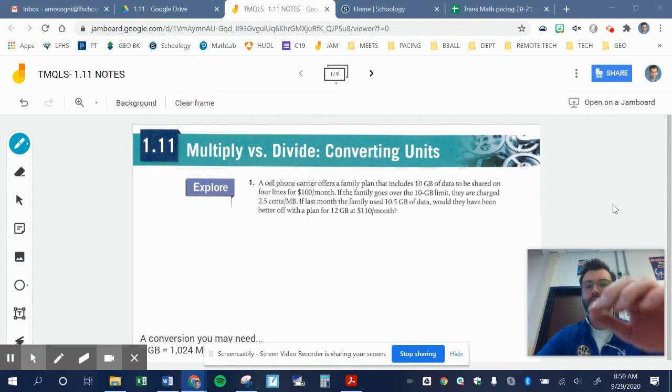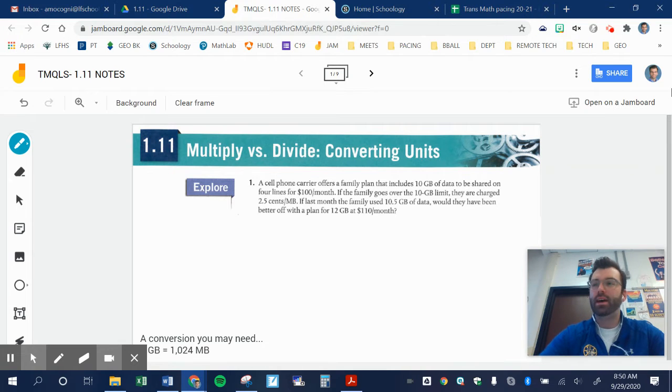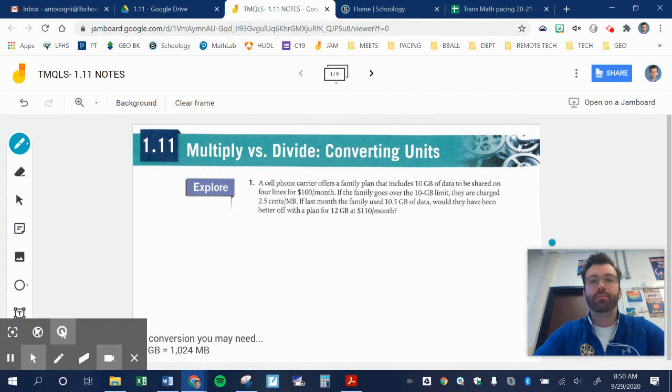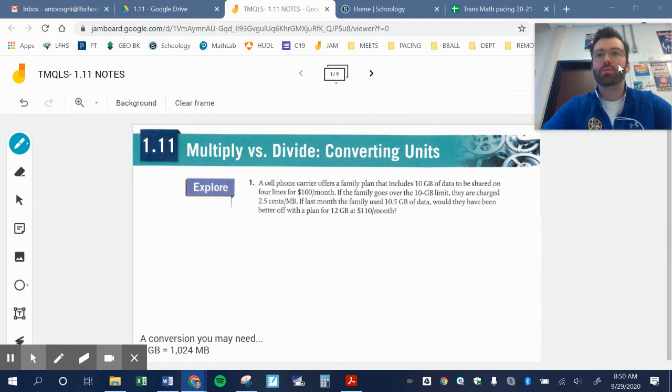We got our first explore question to start off. Take a second to read that. Think about it. There's a conversion that you're going to need at the bottom of the page there. Take a second to look that over.